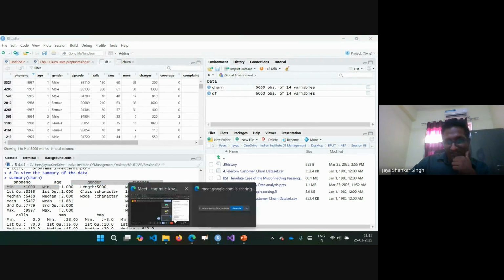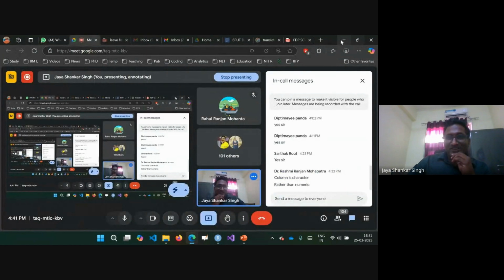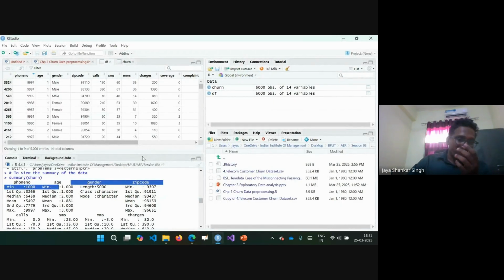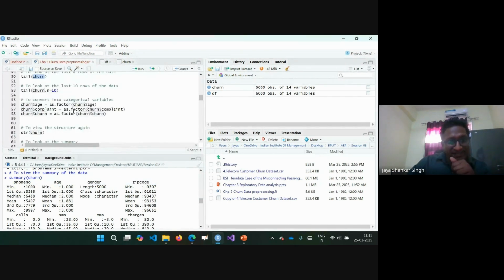I'm not going to get the answer. Okay, so this is not meaningful because it is not a continuous variable. It's a categorical variable. So before doing any kind of analysis on these variables, I have to make sure that R understands these variables are categorical.